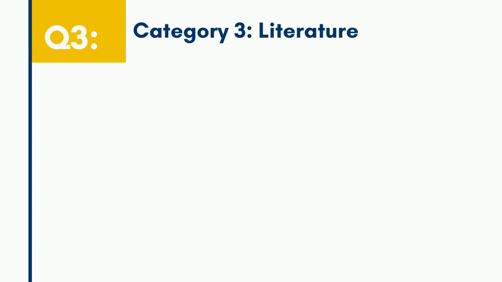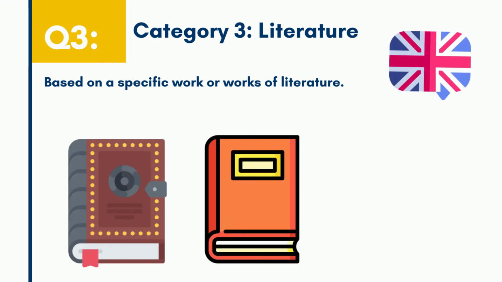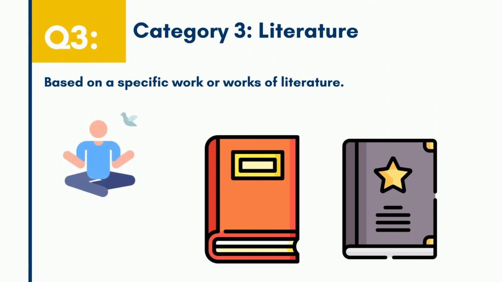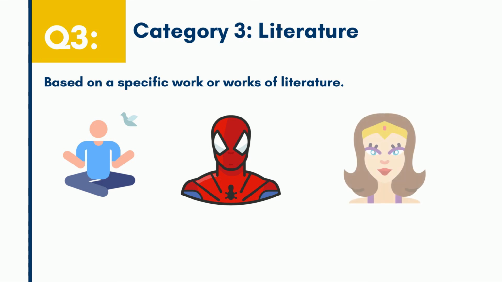The third category is literature, which is based on a specific work or works of literature. This text must have been written in the English language. You could, for example, research how an autobiography has inspired the reader to overcome challenges in life, a character analysis that assists in the understanding of novels by the same author, or research on female protagonists in a selection of American novels.